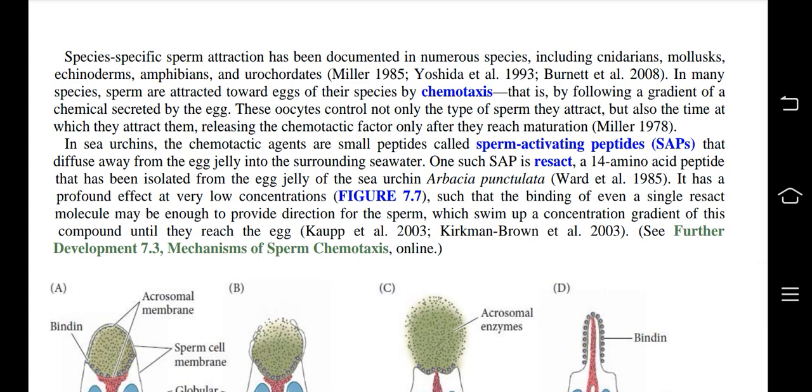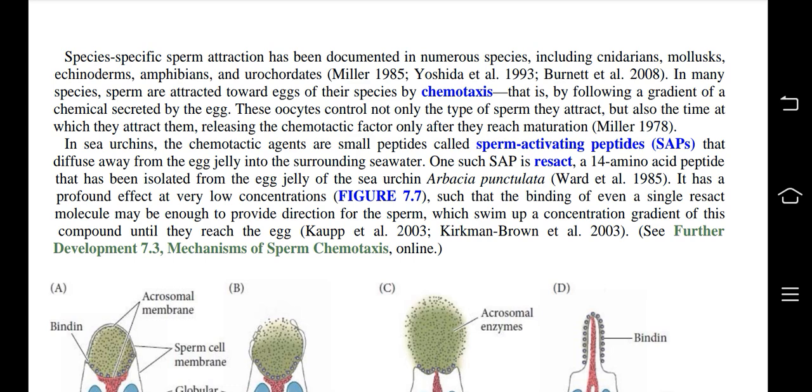Species-specific sperm attraction has been documented in numerous species including cnidarians, mollusks, echinoderms, amphibians, and urochordates. In many species, sperm are attracted towards eggs of their species by chemotaxis, that is, by following a gradient of a chemical secreted by the egg. These oocytes control not only the type of sperm they attract, but also the time at which they attract them, releasing the chemotactic factor only after they reach maturation.